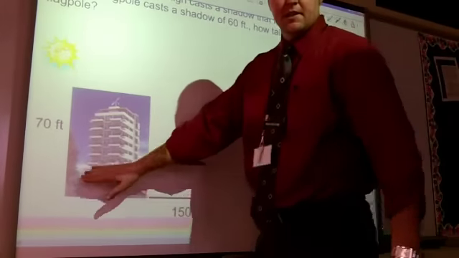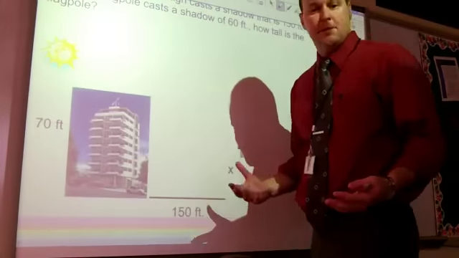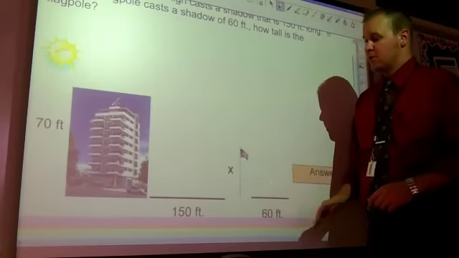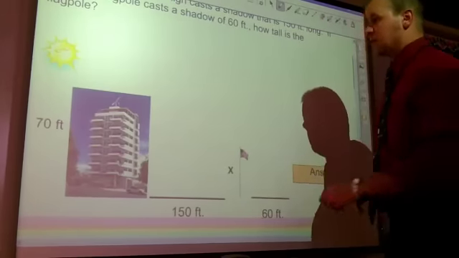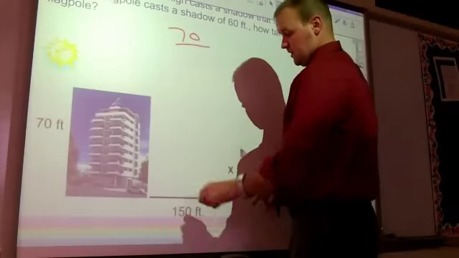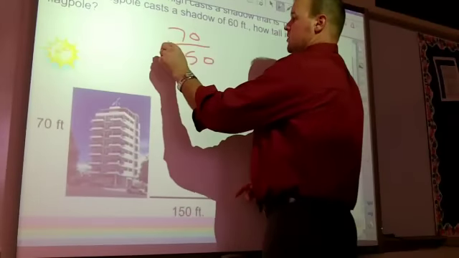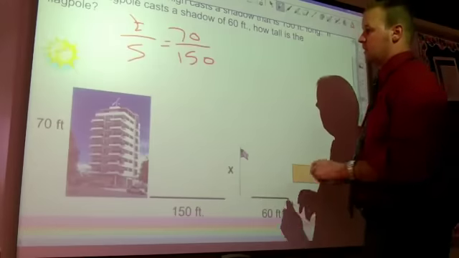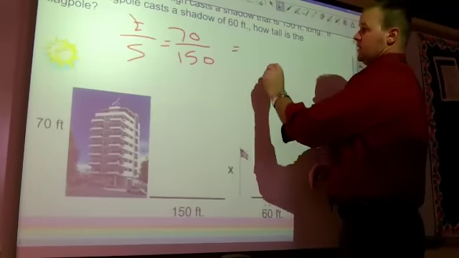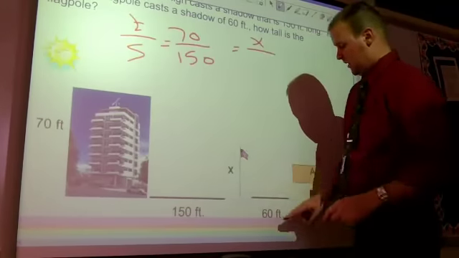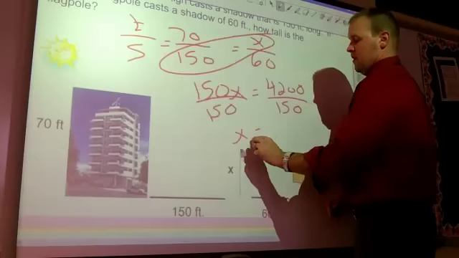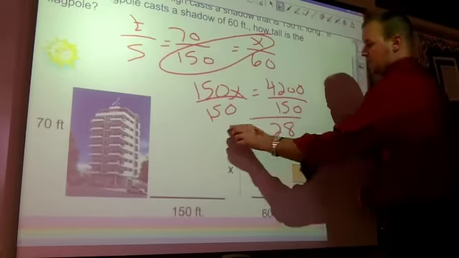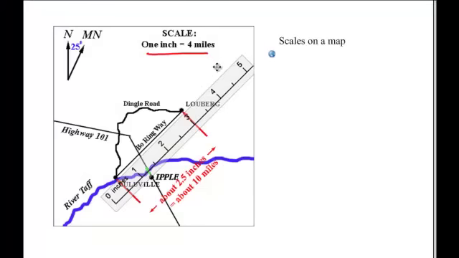Alright, here they tell us the building is 70 feet. Nice pretty picture. Same type of problem. The shadow is 150 feet. We don't know how tall the flagpole is, but we know the shadow is 60 feet. Okay, so I know 70 is the height, 150 is the shadow, so I can say tall and shadow, so how tall it is versus how long the shadow is. And we don't know the height, so we call that x, and 60 feet here. So how tall is the flagpole? Flagpole is 28 feet.